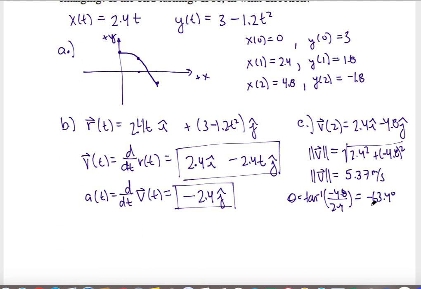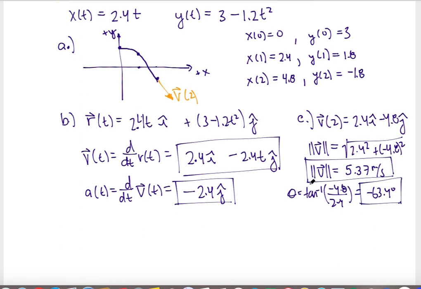So let's go ahead and make sure that this makes sense. At 2 seconds, the slope of my position function is somewhere down and to the right. So yes, this could be my angle defined from the positive x-axis. So that is fine. So here's my magnitude, and here's my angle for velocity.